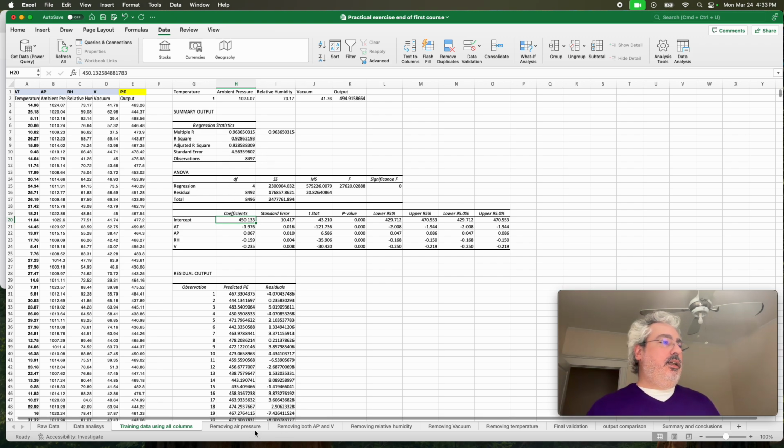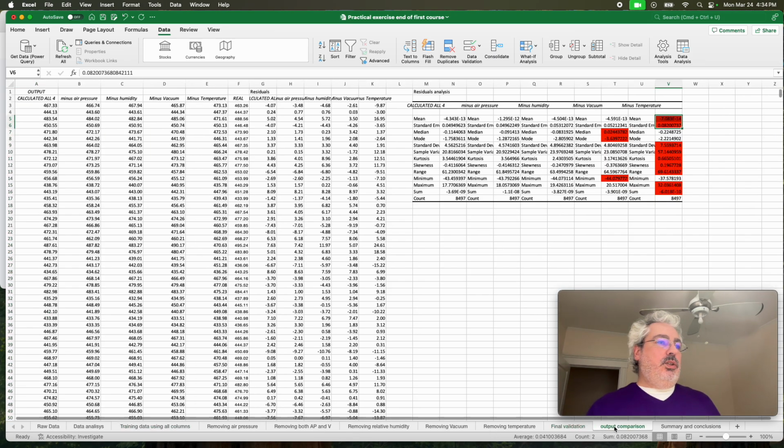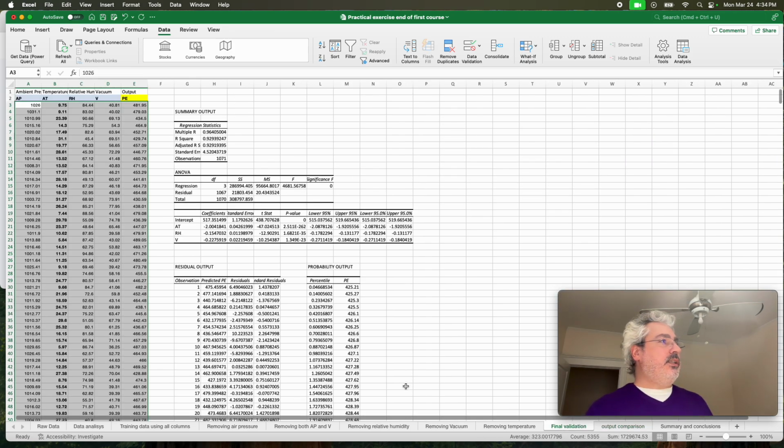I went ahead and removed one by one air pressure, relative humidity, vacuum, and temperature. And finally, I removed both air pressure and vacuum and observed the outcome. Something that I skipped: for the final validation, I have reserved a subset of all the data that I never used on training the models. So I use this only for the final validation.